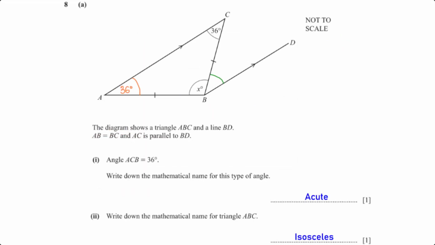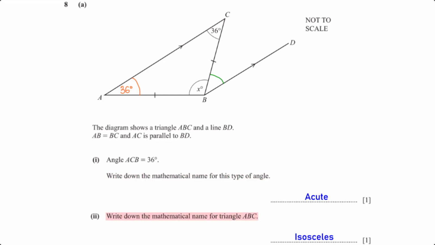The diagram shows a triangle ABC and a line BD. AB equals BC and AC is parallel to BD. Angle ACB is 36 degrees. Write down the mathematical name for this type of angle. Angle ACB is between 0 and 90 degrees, and so this angle is an acute angle.